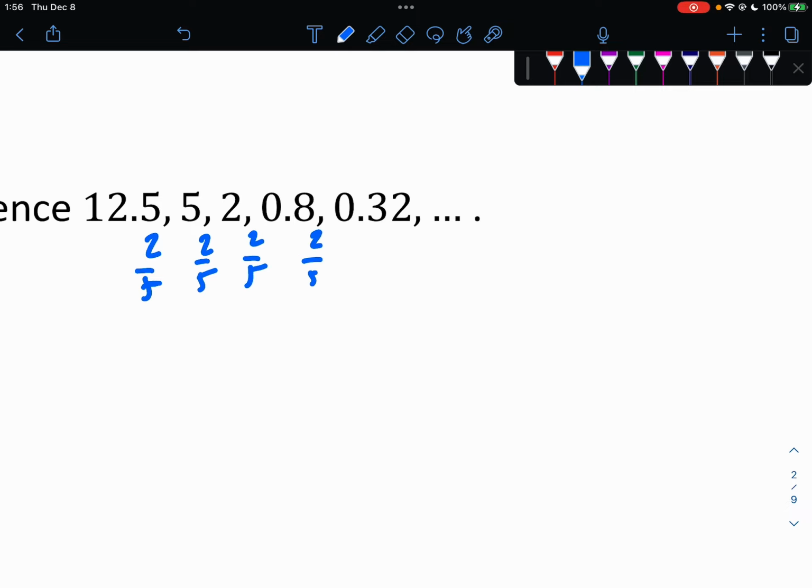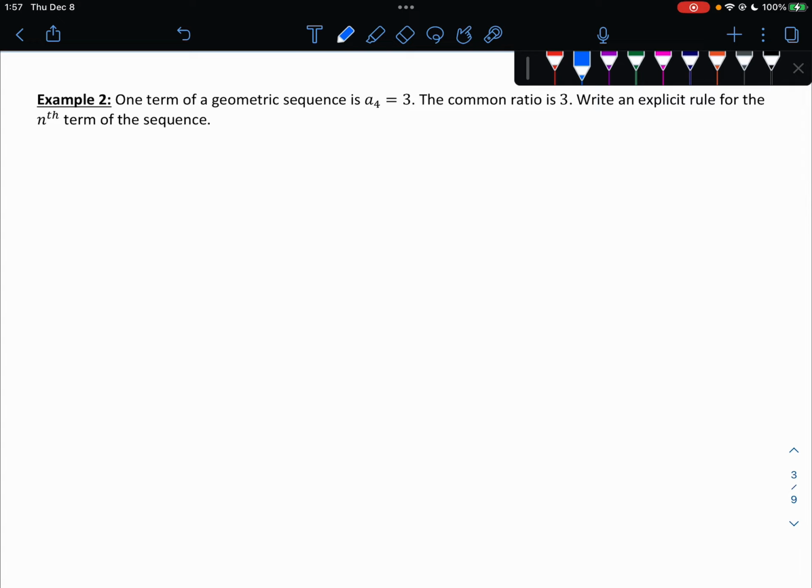Number 2, one term of a geometric sequence is a sub 4 equals 3. The common ratio is 3. Write an explicit rule for the nth term. All right, so if this is our nth formula, we don't know the first term. We can put 3 in for the common ratio, and we can put 4 in for n. So this is the answer for a sub 4. This is our common ratio, and this is n.